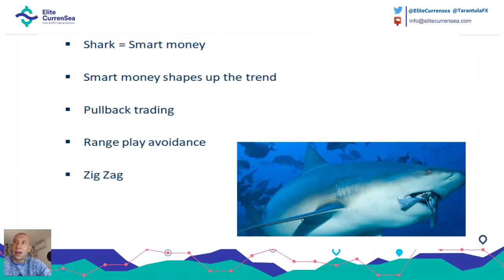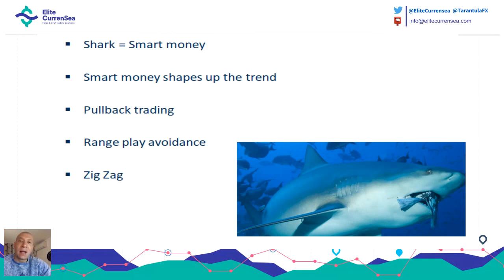Also, guys, you need to know that smart money shapes up the trend. Big banks, central banks, hedge fund managers, all those money movers actually shape up the trend. And if the trend is to the upside, you need to spot it. You need to watch higher time frames. And on lower time frames, when price is dropping, you will have the opportunity to go long. Or when price is going down on higher time frames, on lower time frames, you will wait for retracement and then sell. It's called pullback trading.